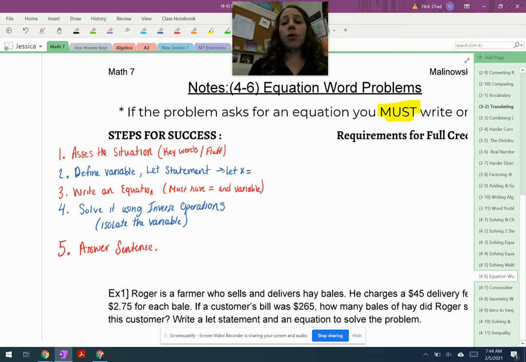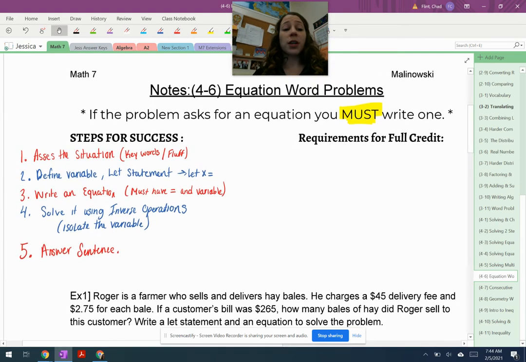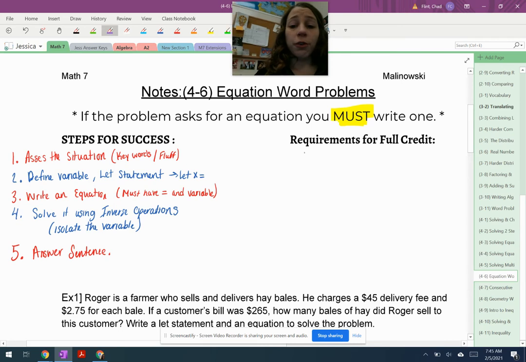Not to confuse those with your requirements for full credit. These are the things that you need to have in order to get full credit on these word problems, and you get like a point for each one, and a lot of them are simple things that you just need to remember to do. So, requirements for full credit.